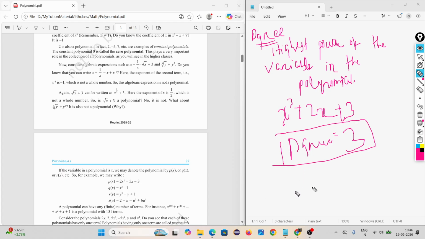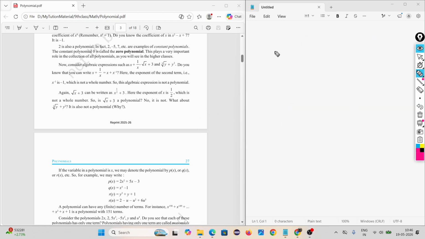Do you understand degree? If you add x cube and 2x, will it be x power 4? No, don't add this. My question is the highest power of the variable. You should look at the highest power of a variable. Am I telling you to add the powers? No. Highest power.